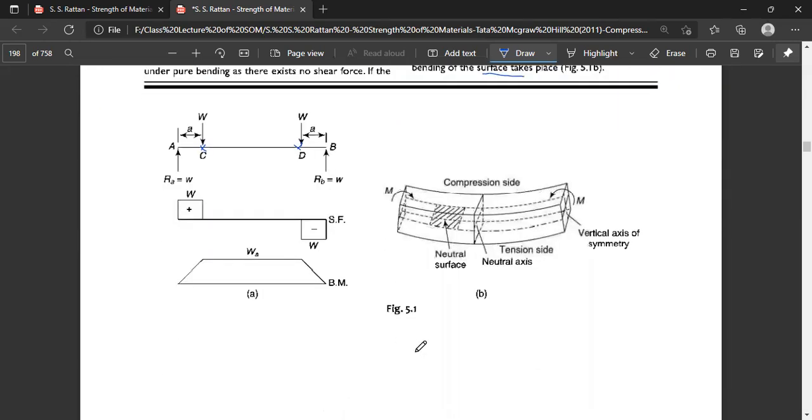So what is said? If the beam bends in this way, concave at the top side and convex at the bottom side, the top side will be under compression and the bottom side will be under tension. And there exists a surface which is not subjected to any tension or compression. This is defined as the neutral axis.